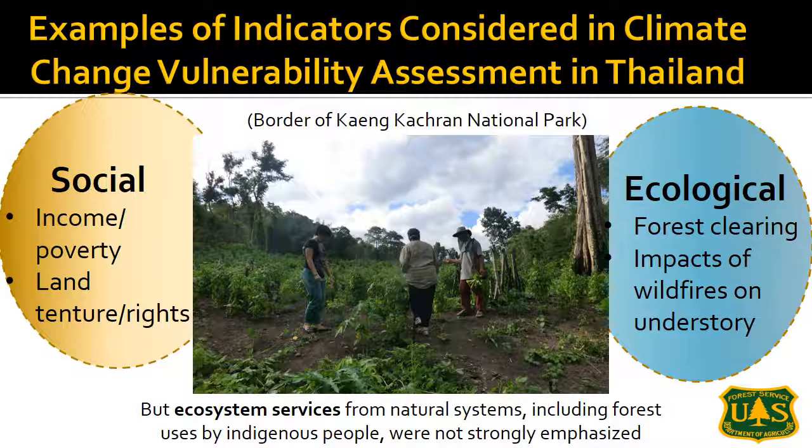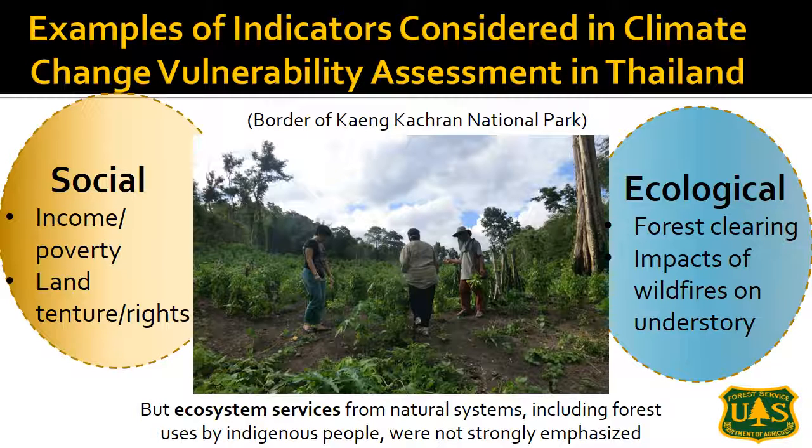This is another case study example I've been involved with in Thailand, where we were advising on climate change vulnerability assessments. And this picture shows a border of one of the national parks there, where native peoples have been clearing the forest for small agriculture plots, primarily for cash crops, but they're also using the forest for other purposes. And there's a lot of conflict in this community between government agencies charged with protecting the forest and various groups concerned with the well-being of these people.